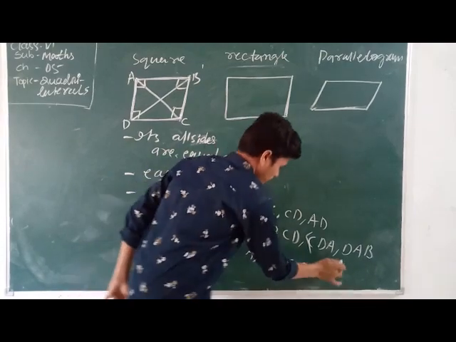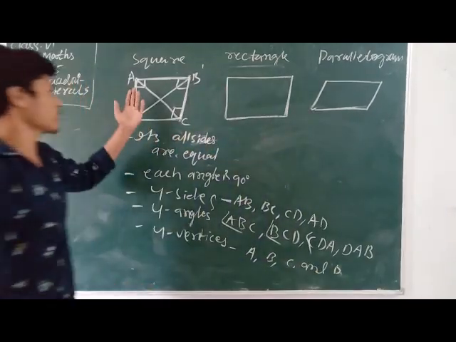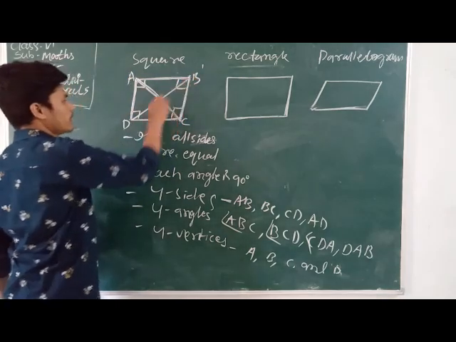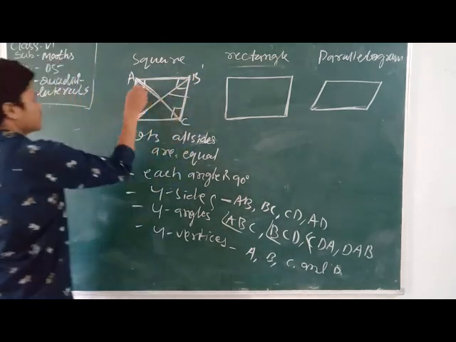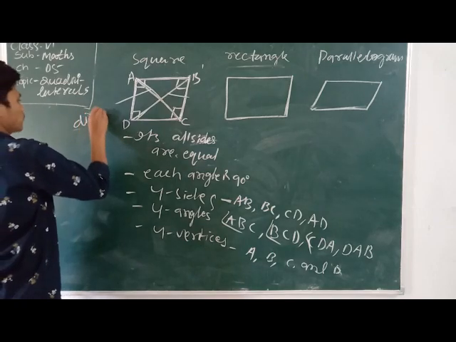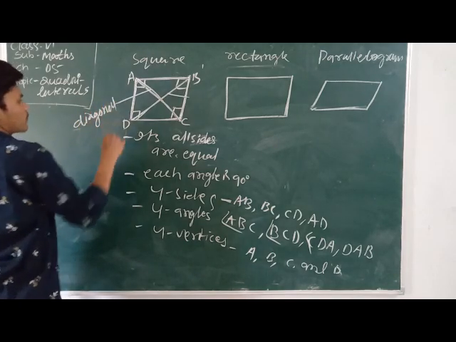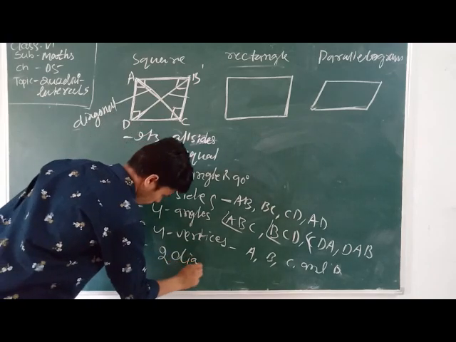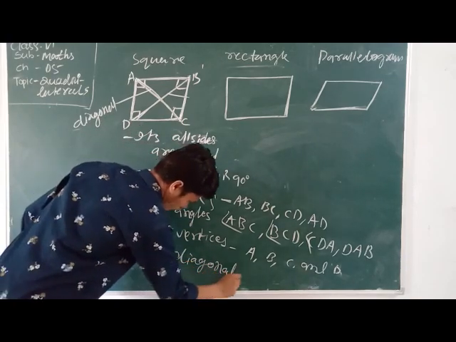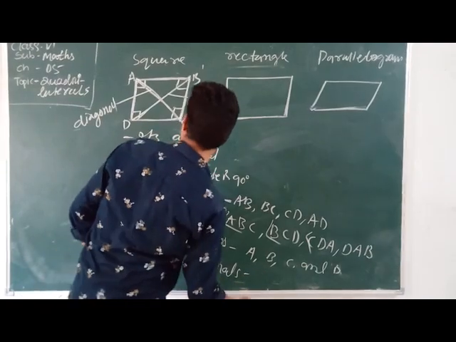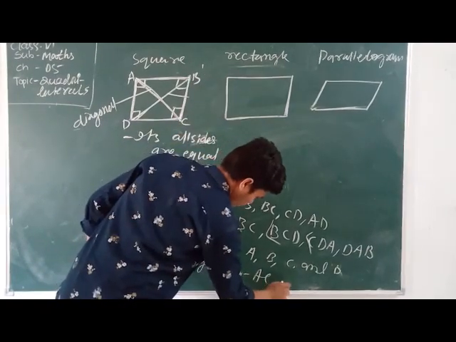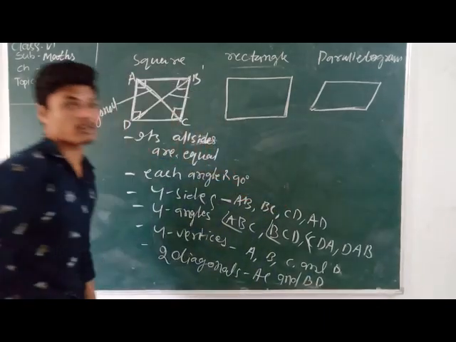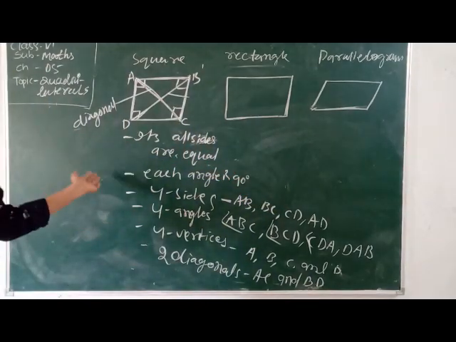And what are its diagonals? How many diagonals are there? Two diagonals: AC and BD. AC and BD are the diagonals. And also the lengths of these diagonals are equal.